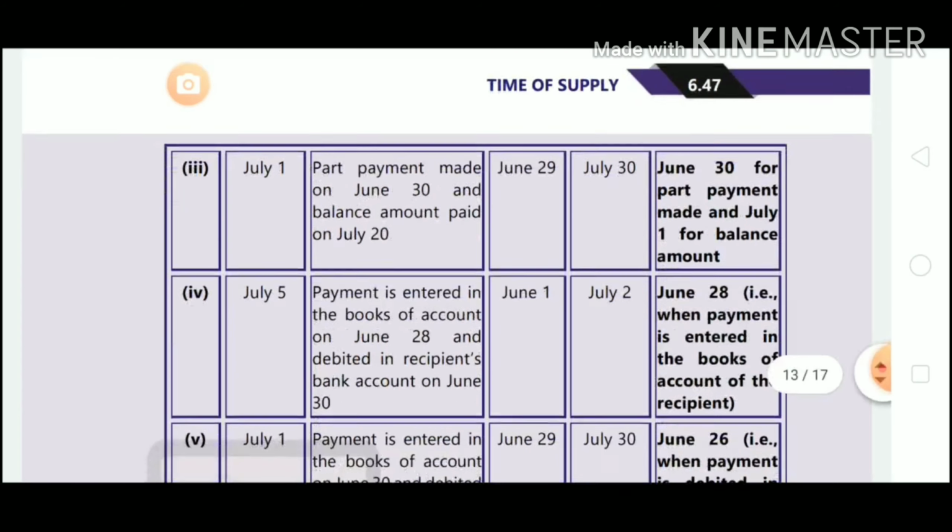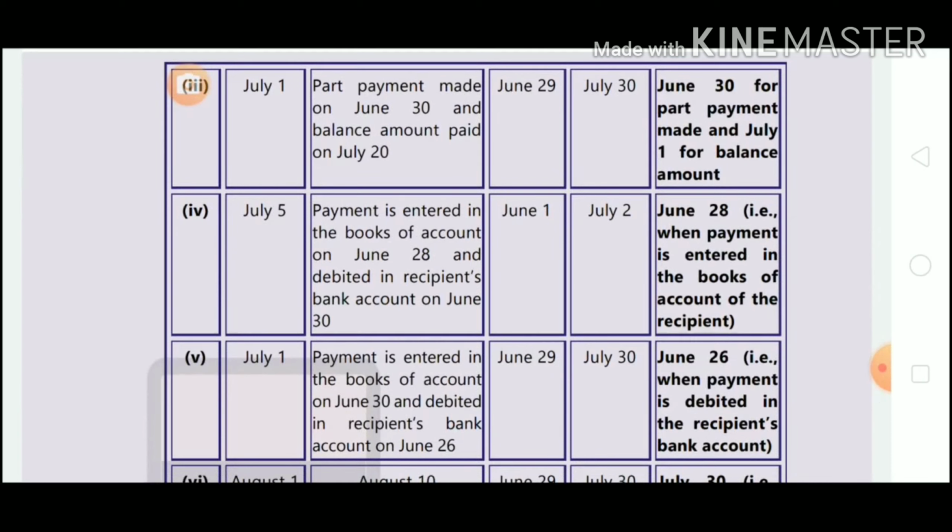Fourth one, July 5th is the date of receipt of goods. Payment is entered in the books of account on June 28th and debited in the recipient's bank account on June 30th. Issue of invoice is June 1, so 31st day from issue of invoice is July 2. Now in this case, they have not directly given us the payment date. We have to take the earlier one, payment entered in the books on 28th June, and debited on 30th June. So we'll take the earlier one, that is 28th June, as the date of payment. So we'll take earlier of 28th June, 5th July and 2nd July. So earlier one is 28th June. So answer is June 28th, that is when payment is entered in the books of account of the recipient.